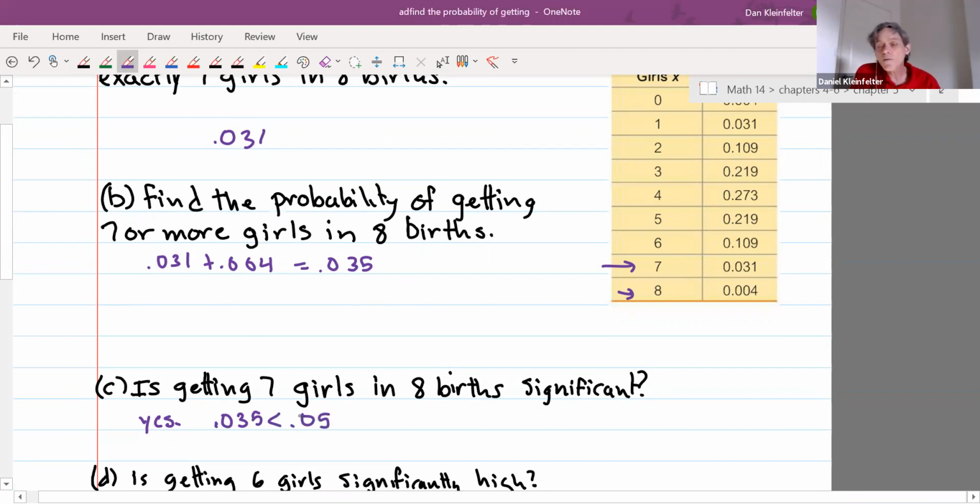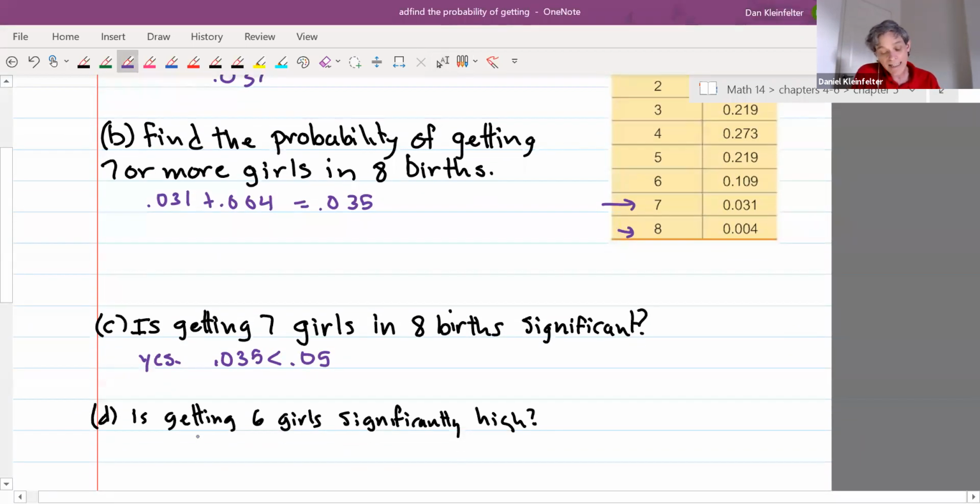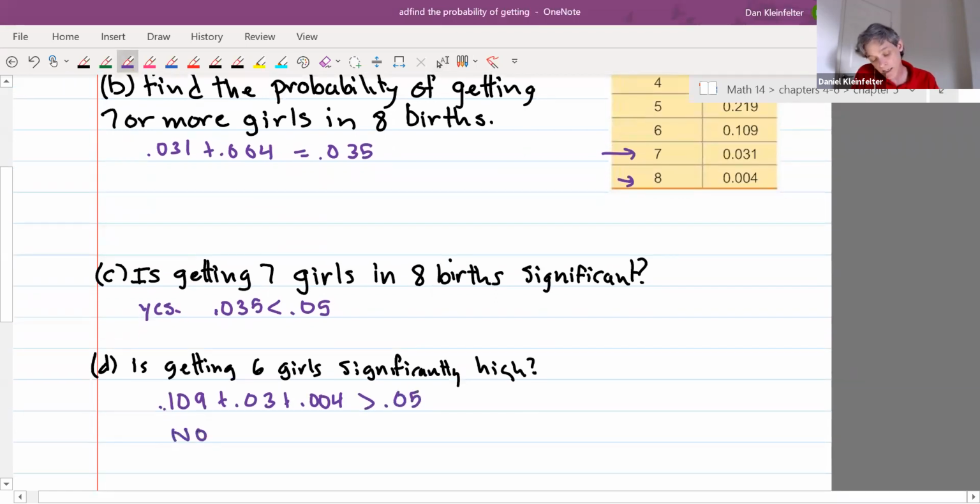Okay, the probability of getting 7 or more girls is less than 0.05, less than a 5% chance. So yes, that's a significantly high number of girls. Is getting 6 girls significantly high? Getting 6 or more girls will be 0.109 plus 0.031 plus 0.004, and that is more than 0.05. So no, it isn't.